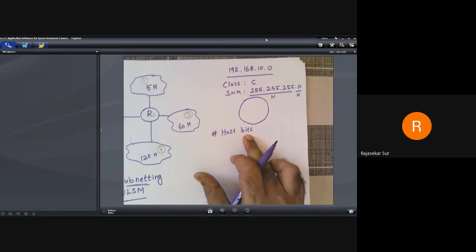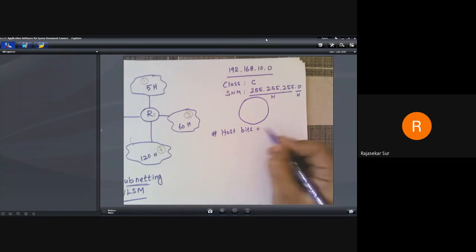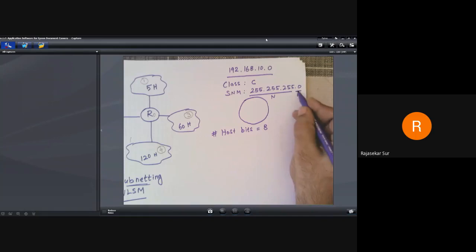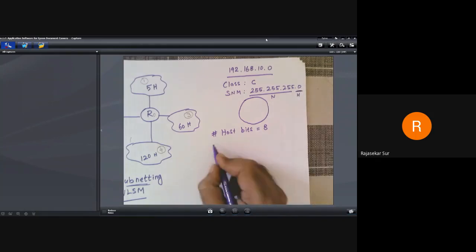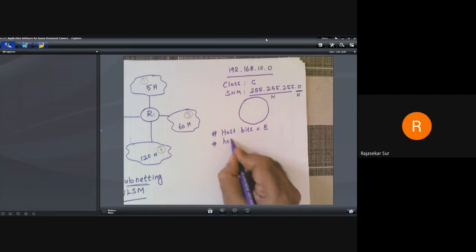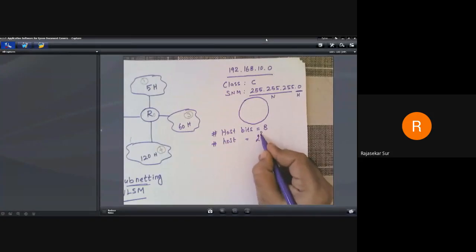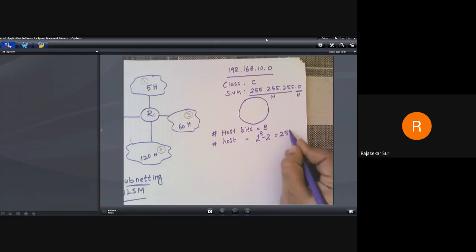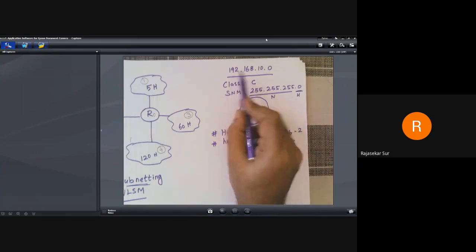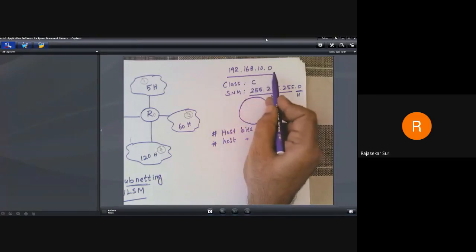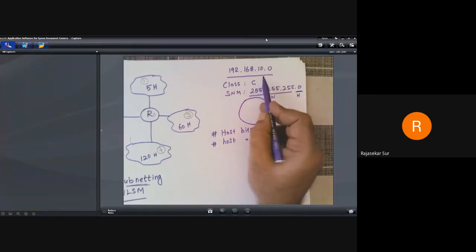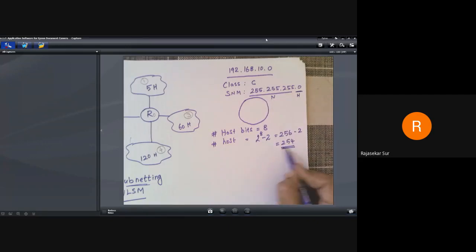Number of host bits. How many host bits are available? The number of host bits equals 8, because 8 bits are available in the host. So how many hosts can you have in this network? That is equal to 2 to the power of 8 minus 2, which is 256 minus 2. That means you can connect 254 computers in this network. So 192.168.10.0 is your network, and in this network you can connect 254 hosts.